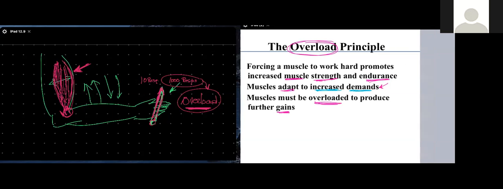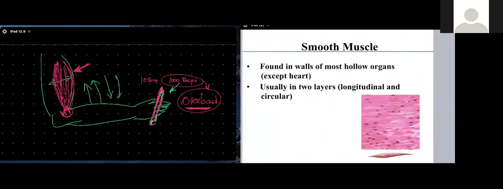Clear. Questions? All right, we can have a break for 10. We come back, discuss more about the muscles and the nervous system. All right, we'll see you in 10 minutes.